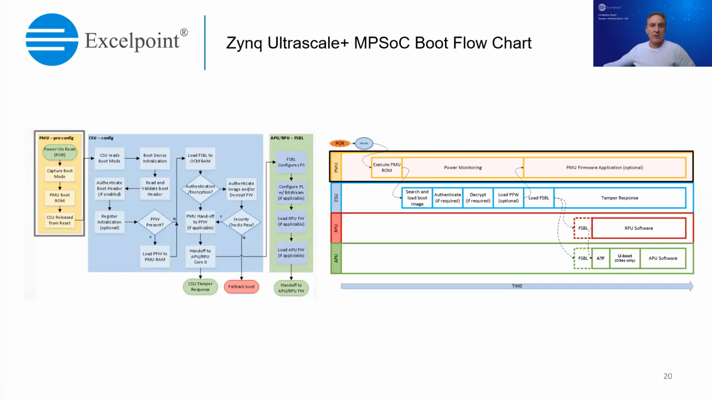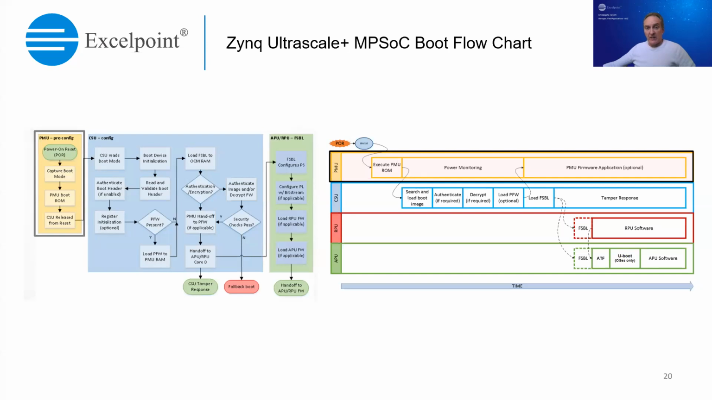Once the CSU is released from its reset, it begins execution from its ROM as well. It starts by checking the boot mode, which was read by the PMU, and initializing the processes associated with reading that device, including validating and, if necessary, authenticating the boot image header stored in the device. If the header indicates that PMU firmware is present, it's loaded into the PMU's dedicated RAM.